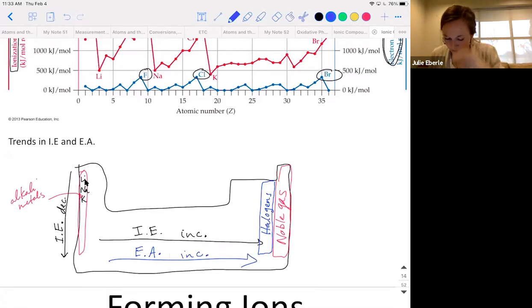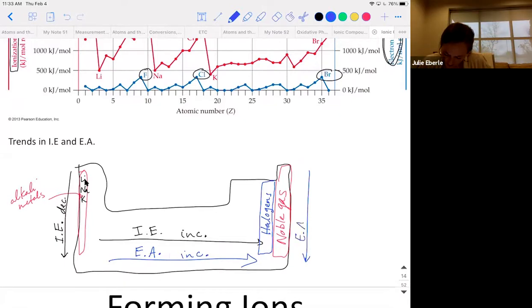But as you go down, I could draw it on the other side as well. I have some more space over here though. But as you go down, what happens to electron affinity? It decreases, okay? So those are the trends in electron affinity.